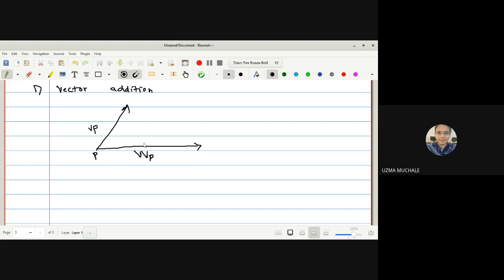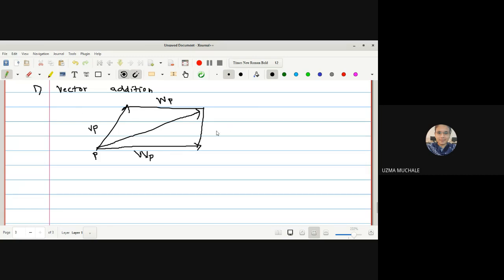Now, how are you going to find out what is V plus W at P? What will be the addition of these two vectors? Where will the addition be? In between the two. Okay, where will it lie? Third side. Yes. First, you have to complete this parallelogram, and it is called the parallelogram law of vector addition. Somewhere you have heard in physics, no? You have to complete this.